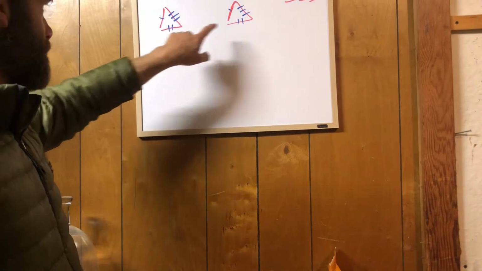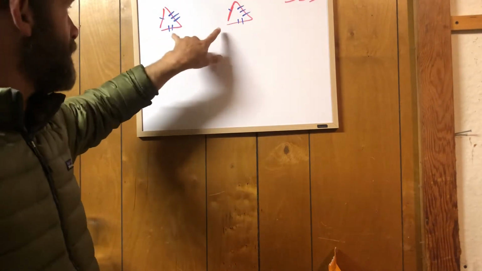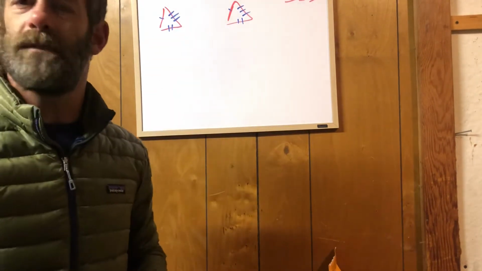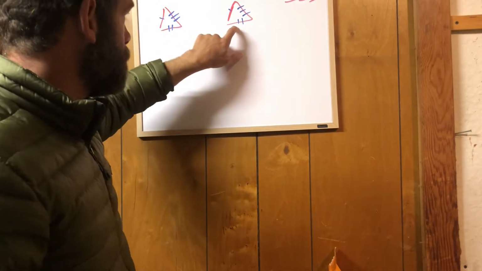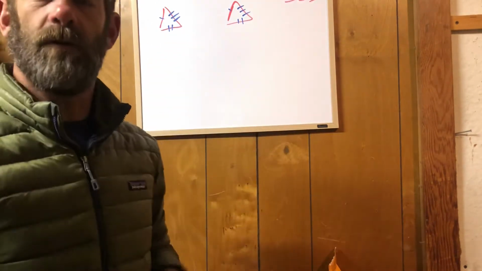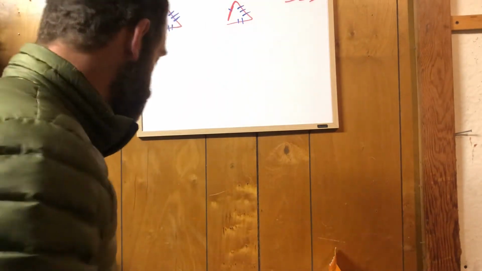What is this side and this side? What's the numerical value of these 2 line segments? I have absolutely no idea. But all I know is that if I'm given 2 tick marks and 2 tick marks, and these 2 are identical, they are exactly the same.